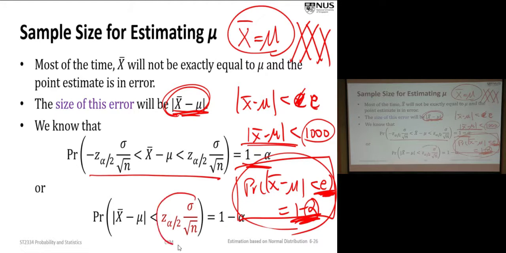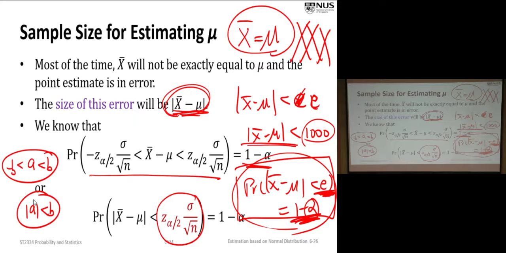So in other words, I know the absolute difference between x bar and mu. By the way, I hope you know this one, right? If A lies between B and minus B, then we say that the absolute value of A is less than B. These two are equivalent. That's how we write things. Okay, so now we are saying that the probability of this absolute difference between x bar and mu being less than this quantity is 1 minus alpha. All right? So now I see an n here. It's important, I see an n here.